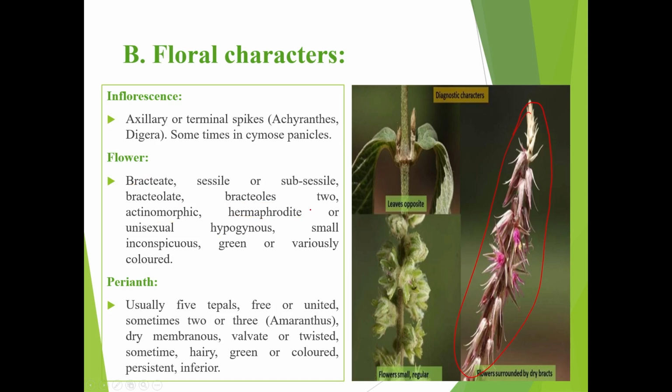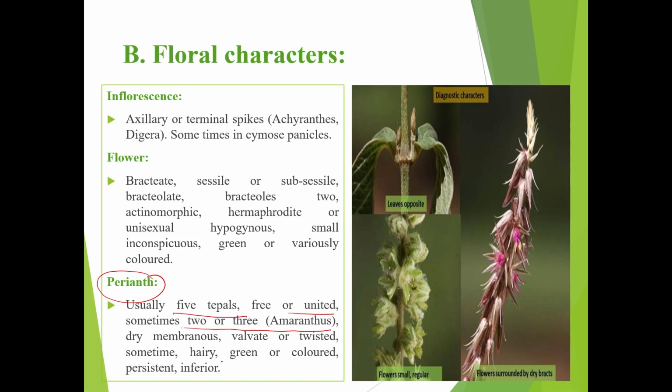So, as I have told you, these families belong to the monochlamydeae. So, they don't have a calyx-corolla distinction. That's why they are termed the perianth. And usually, the perianth has 5 tepals. They may be free or united, and sometimes 2 or 3, as in the case of Amaranthus. They are dry and membranous.